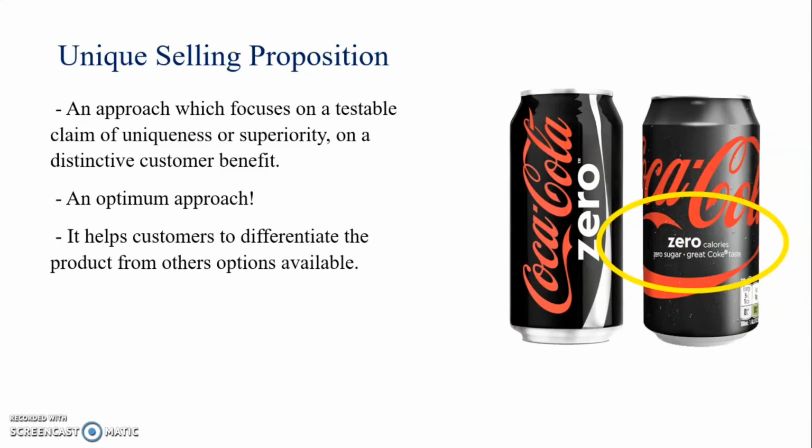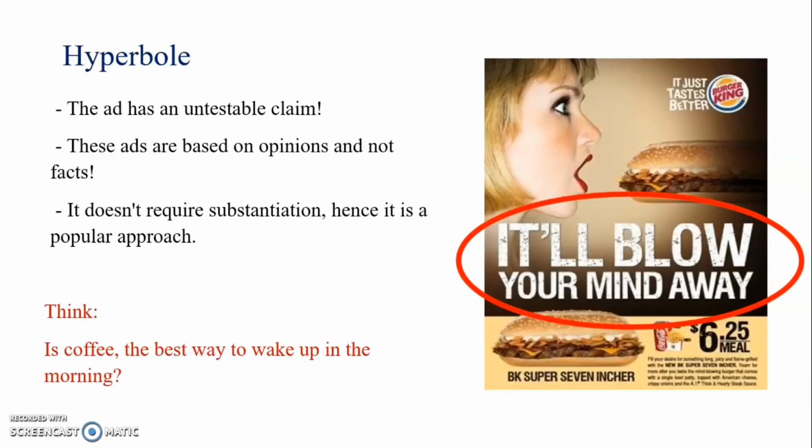Unique selling proposition is something which we are very familiar with. In this case, we are considering Coca-Cola Zero, where Coke claims that they have a 0 calorie, 0 sugar product. This is an approach which focuses on a testable claim of uniqueness or superiority on a distinctive customer benefit. It is an optimum approach, and it always helps the customer to differentiate your product from the various other options available in the market.